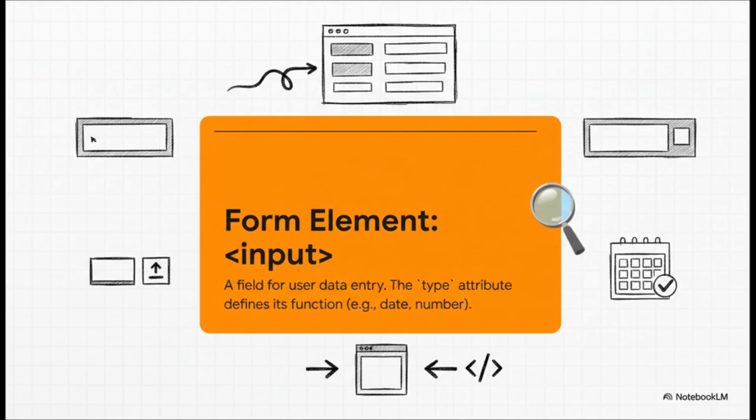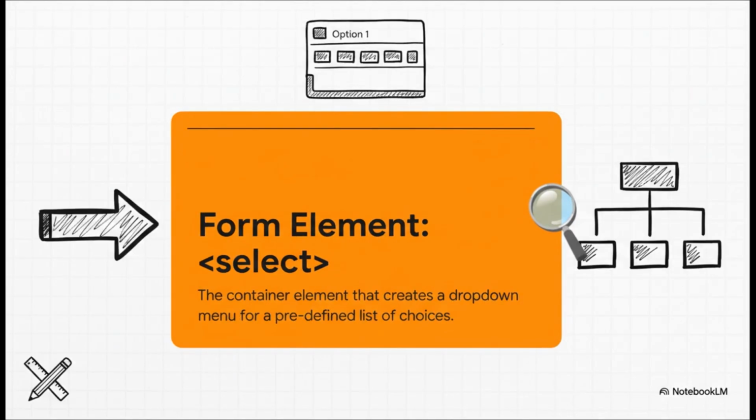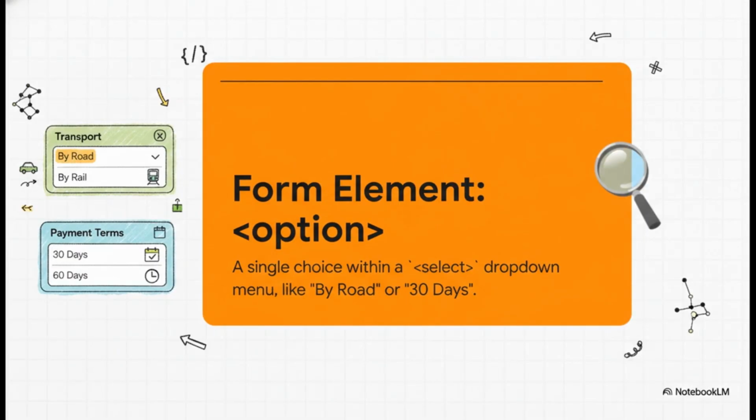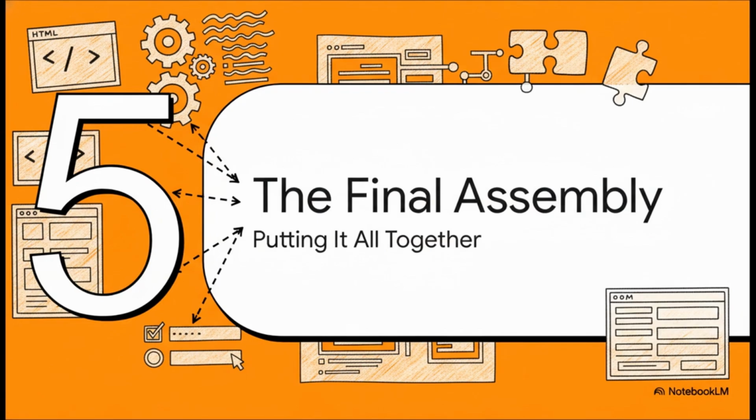It's incredibly versatile. Now, when you need to give users a specific list of choices, you use the select tag. Think of this element as the main container for the entire drop-down menu. And then, tucked inside that select container, each individual choice is an option tag. So for our transport dropdown, the options would be things like by road or by rail. For payment terms, it's 30 days or 60 days. Simple as that.